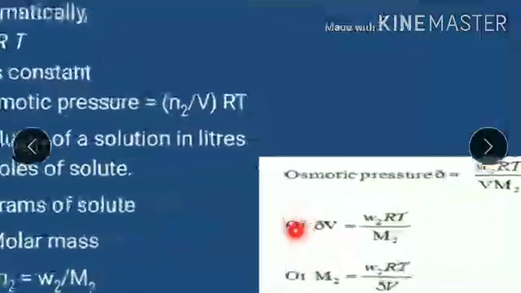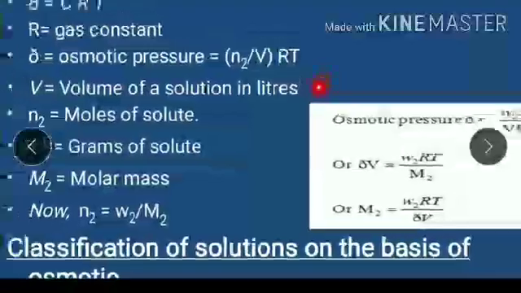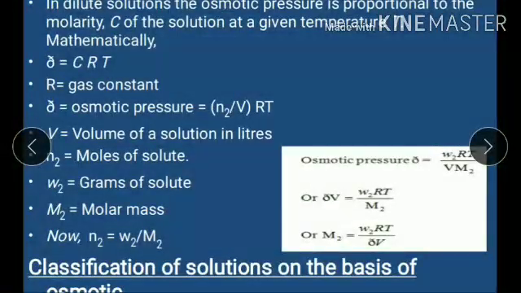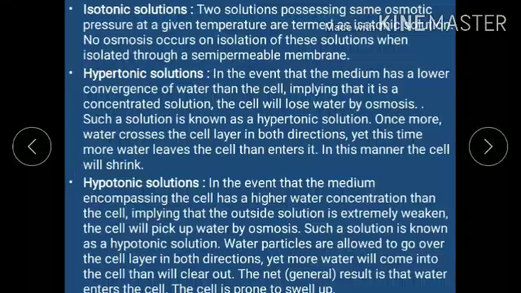Now we are going to show you the classification of the solution on the basis of osmosis. There are three types of solution: isotonic solution, hypotonic solution, and hypertonic solution. What is the meaning of isotonic solution? Two solutions possessing the same osmotic pressure at the given temperature are termed as isotonic solutions.